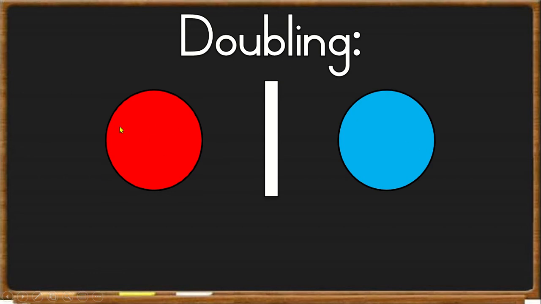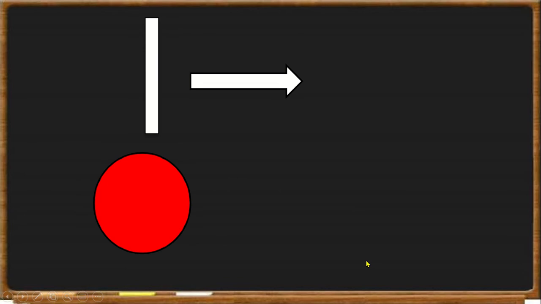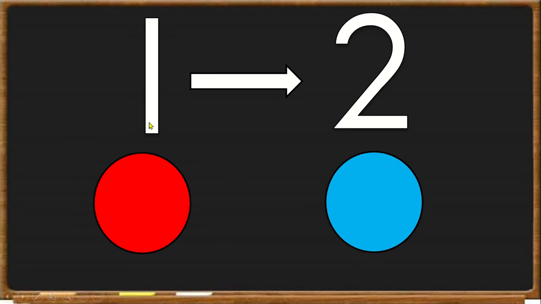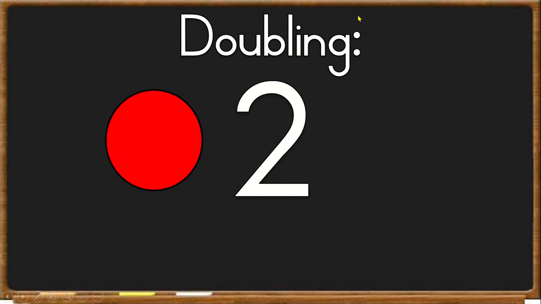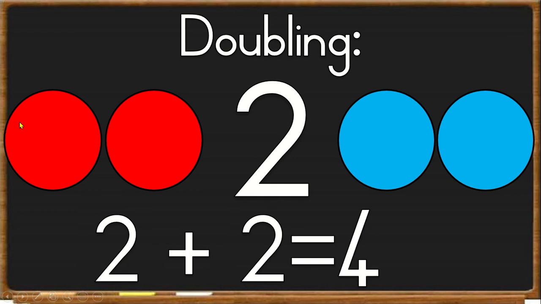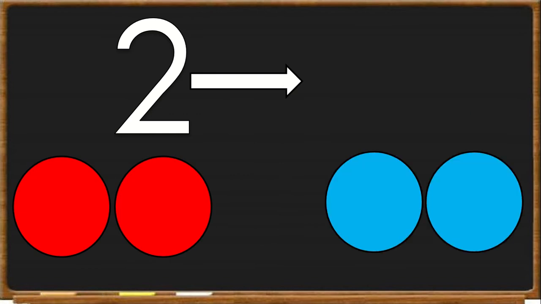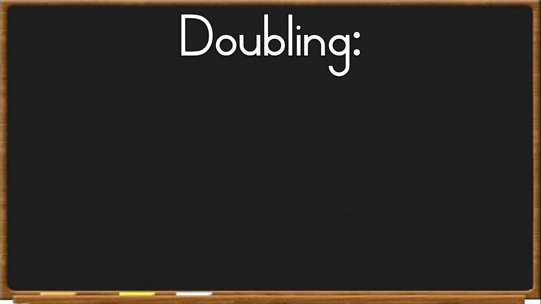So I have one red dot this side, and I'm going to put another one on the other side, and now I'm going to see 1 plus 1 equals 2. So double 1 is 2 because 1 plus 1 is 2. Now I have 2, so I put 2 dots on this side, 2 on this side. So now I'm going to say 2 plus 2 equals 4 because I have 4 dots on the screen. 1, 2, 3, 4. So 2 plus 2 equals 4.